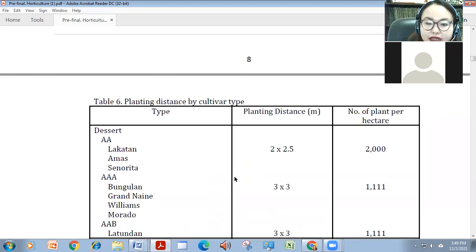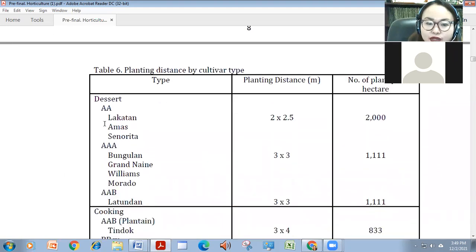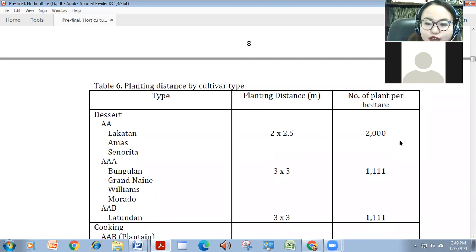So, ito na yung planting distance by cultivar. So, paglakatan, 2 by 2.5. So, you need therefore 2,000 plant per hectare.